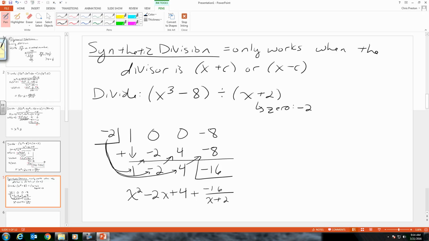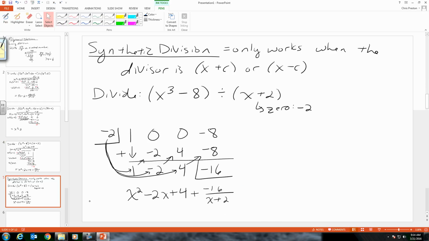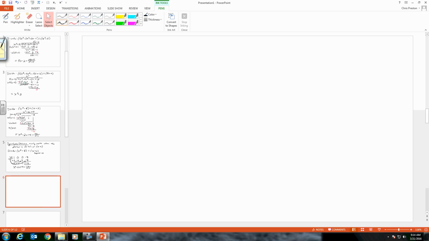And if you look, x squared minus 2x plus 4 plus that, that's exactly the same answer we got when we did long division. So this is a little bit simpler. Let's do another one. Let's say we wanted to divide -x cubed plus 7x minus 6, and I want to divide that by, say, x plus 3.